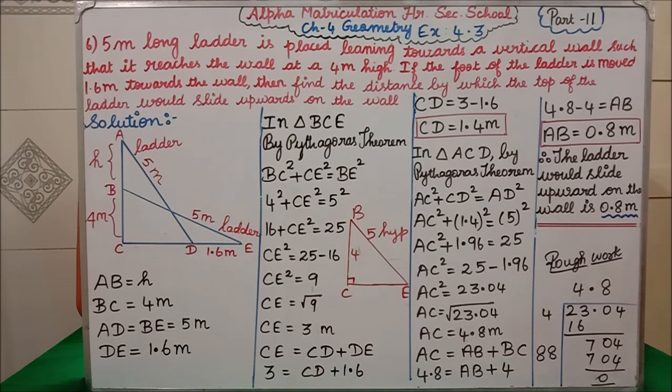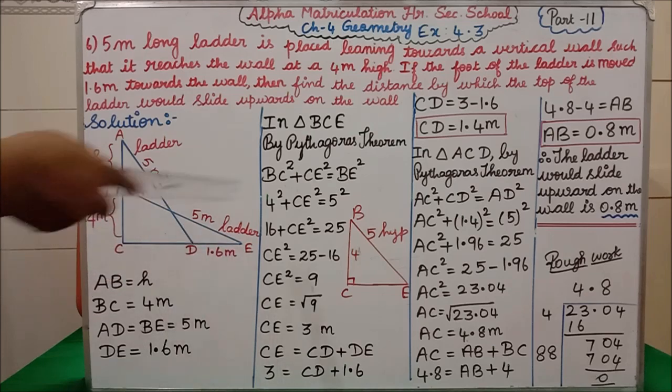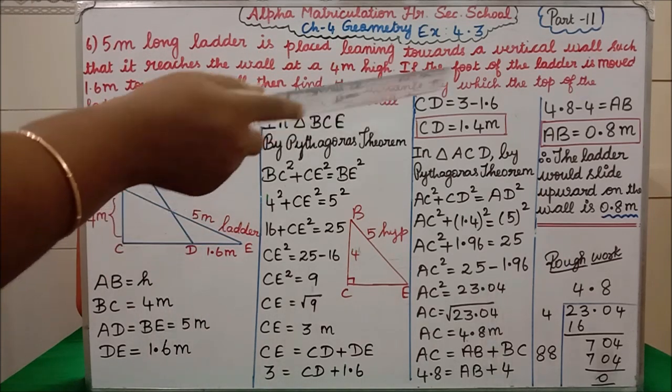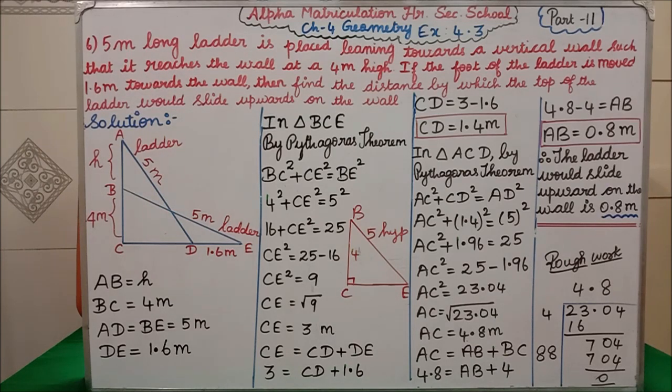Isn't it? First what triangle we have taken? First in triangle BCE we have taken. This triangle BCE we have taken and we have found the distance. The CD distance is 1.4 meter we have found. But in the question they were asking us to find this height. So next what we are going to take? This triangle ACD. That triangle we are going to take. See, I have written in triangle ACD.